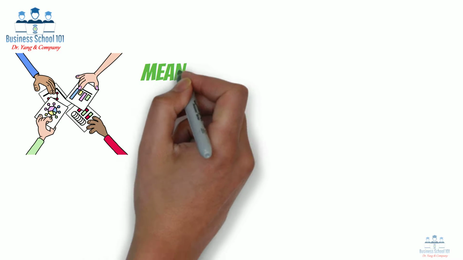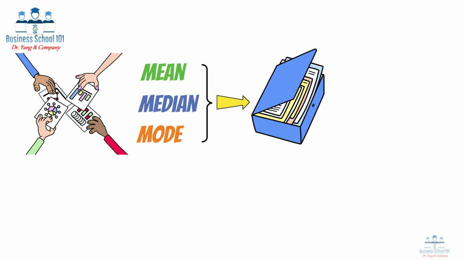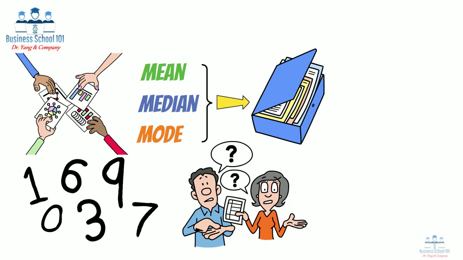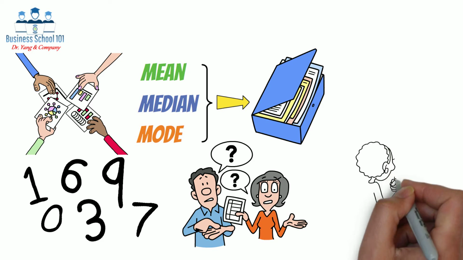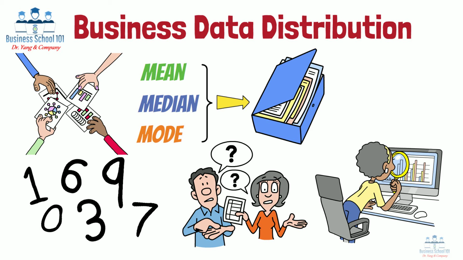In previous videos, we explored many useful statistical indicators, such as mean, median, and mode, that offer a quick snapshot of your dataset. But as any data analyst knows, numbers alone don't always tell the whole story. To truly understand the data, you need to go beyond and look at how values are spread out. That's where data distributions come into play.